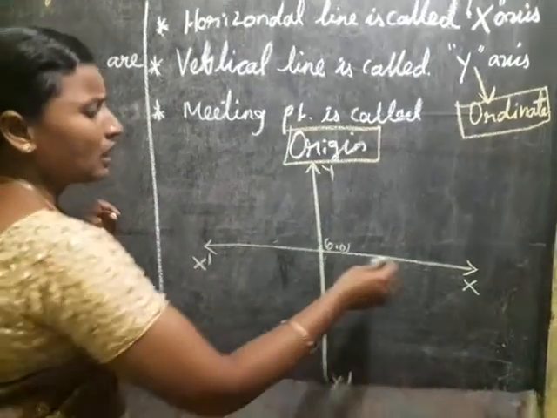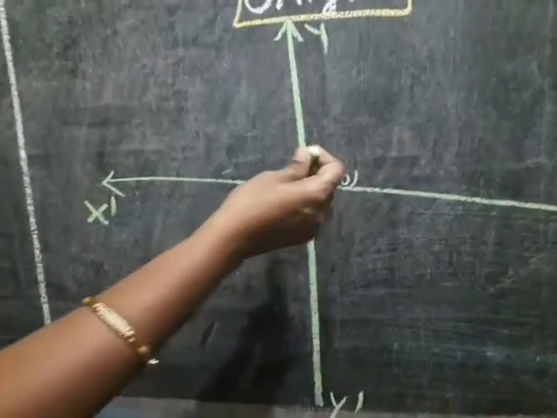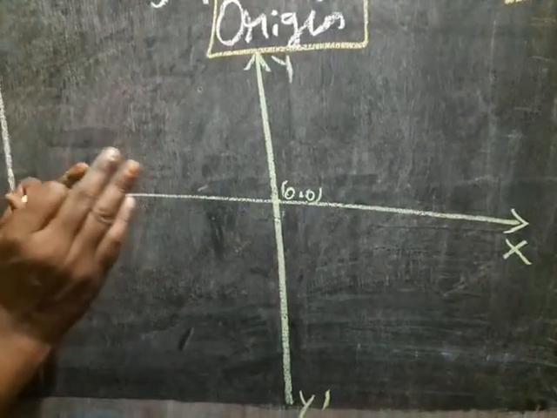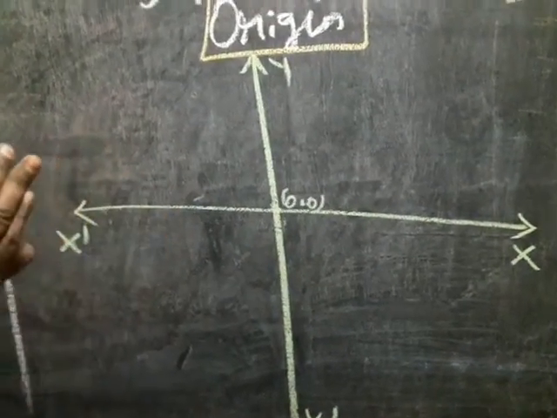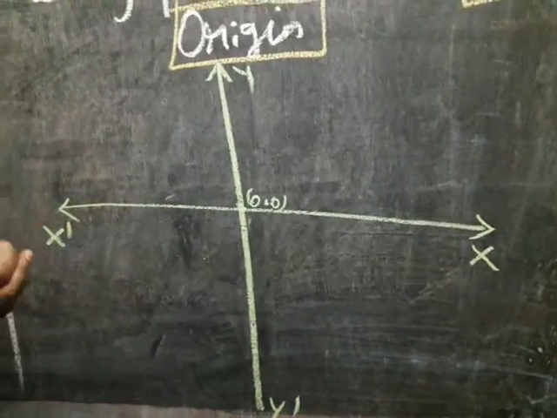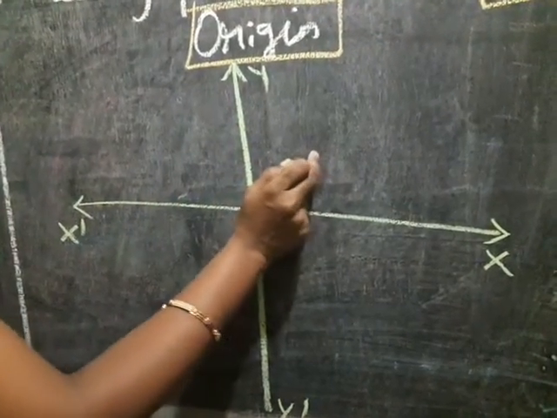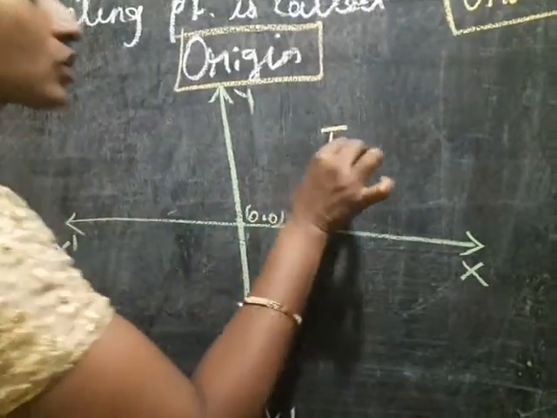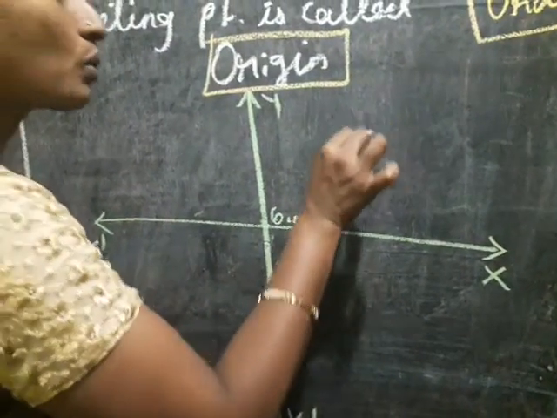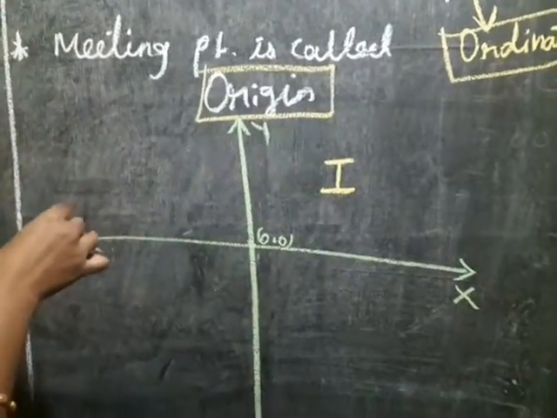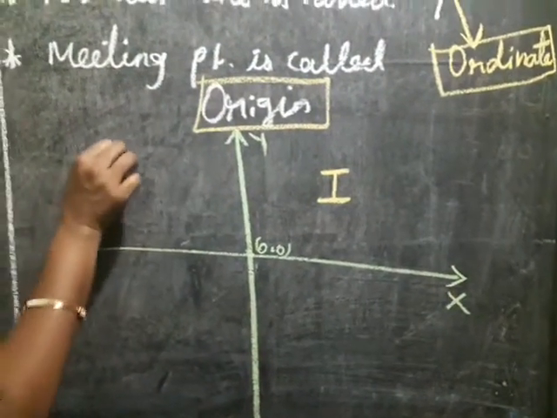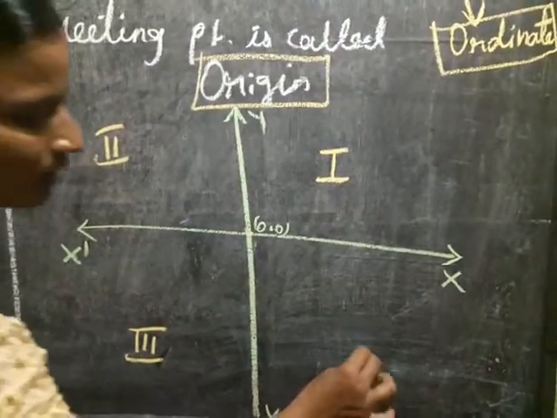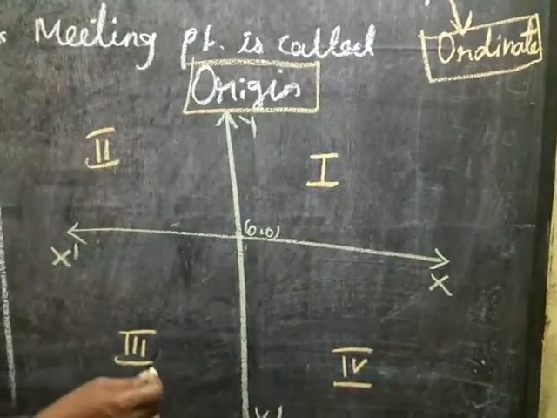The x-axis and y-axis divide the plane into 4 quadrants, also called regions. This place is the first quadrant, so you write the Roman numeral 1. This is the second quadrant, this one is the third quadrant, and this place is the fourth quadrant.